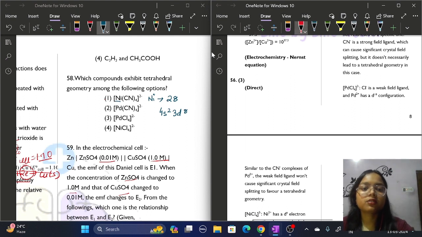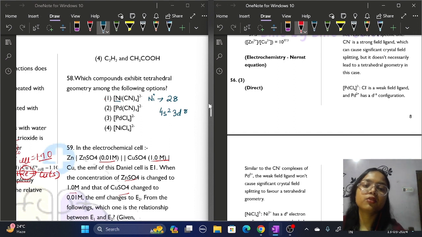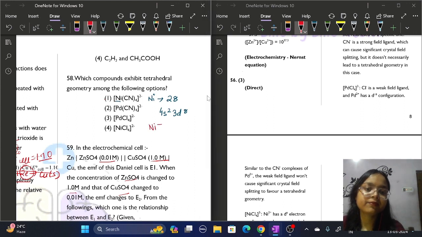Okay, so we know that nickel has 4s2 3d8 configuration. In the first question, nickel is present in +2 oxidation state. How is it +2? We have to find the oxidation state of nickel, and the oxidation state of cyanide is -1, and there are 4 of them, and the overall charge is -2. So x minus 4 equals -2, which means that x is +2.